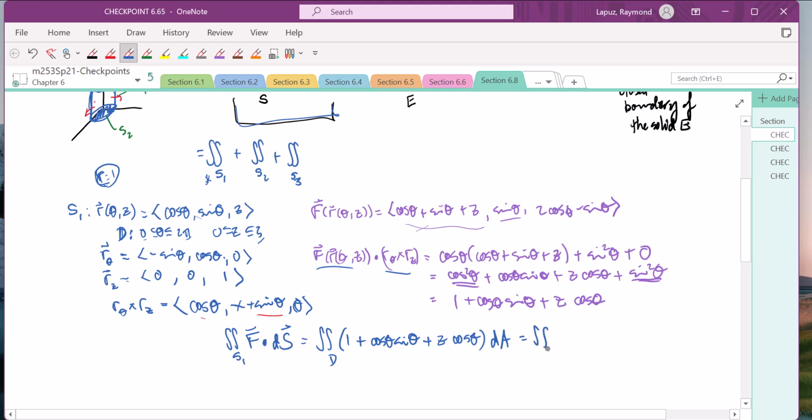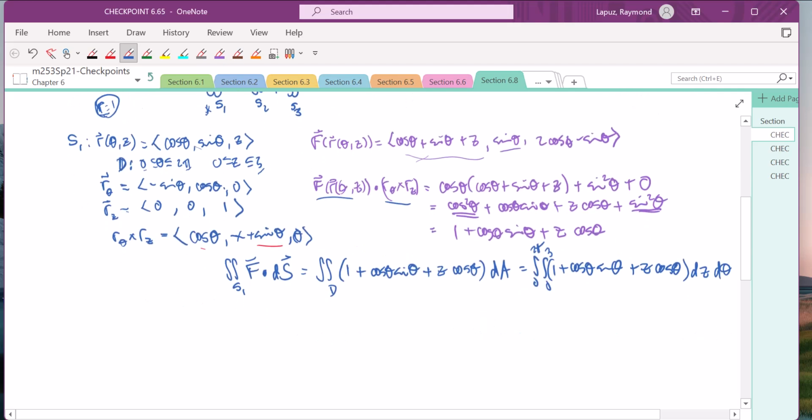So let's integrate 1 plus cosine theta sine theta plus z cosine theta, and then let's say dz first, going from 0 to 3, and then d theta going from 0 to 2 pi. Okay, now we just have to do some integrals.